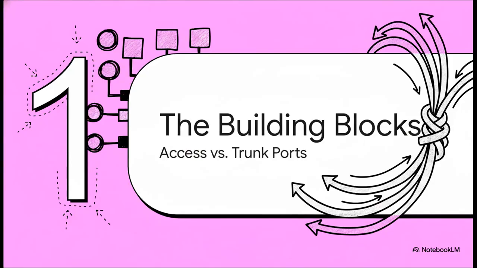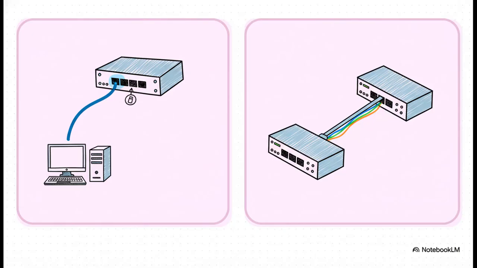Okay, so how does this magic actually happen? How do the switches make this work? Well, it all comes down to how we configure the ports on our switches. And there are really two fundamental types we need to understand. Let's break them down. On one side, you've got the access port. Think of this as your standard everyday port. It belongs to one and only one VLAN. This is where you plug in your end devices, your PC, your IP phone, a printer, that kind of thing.